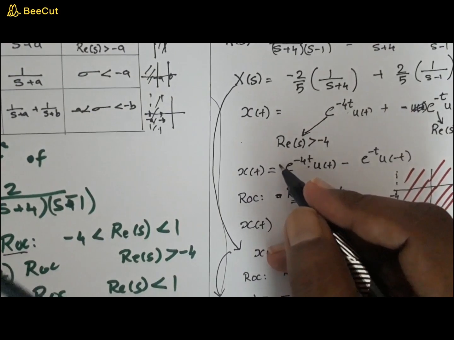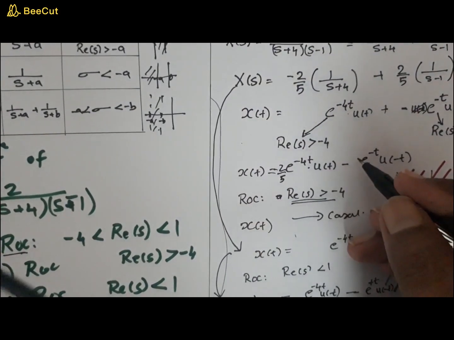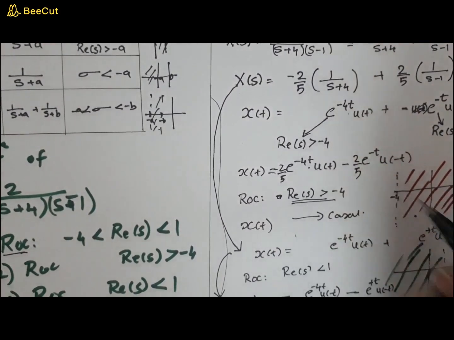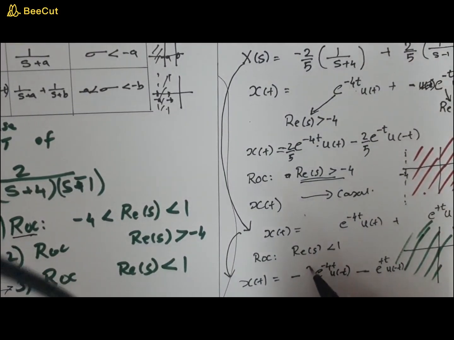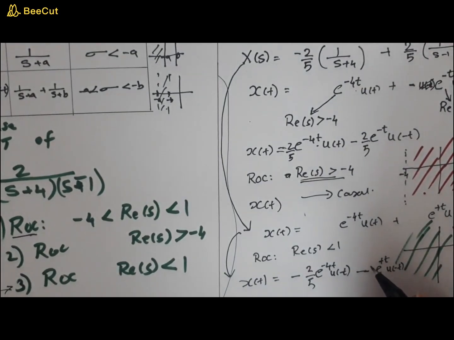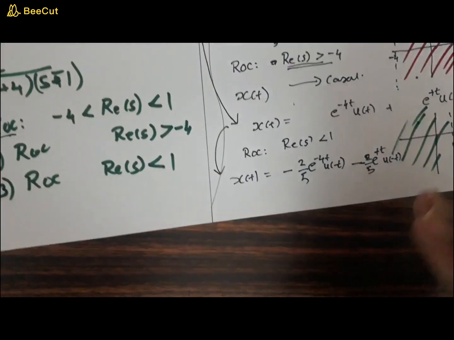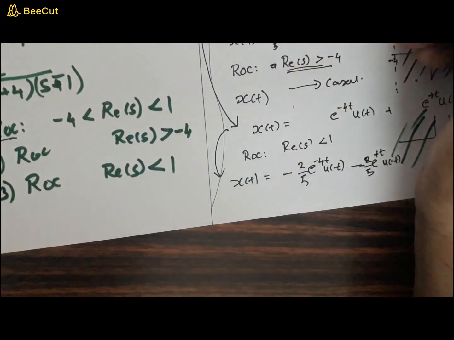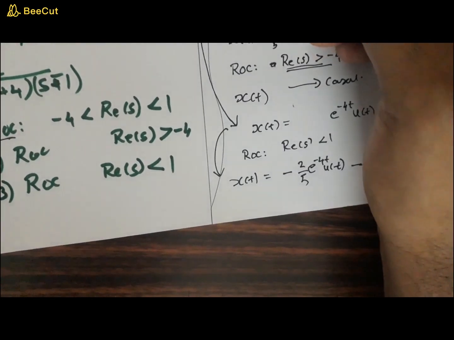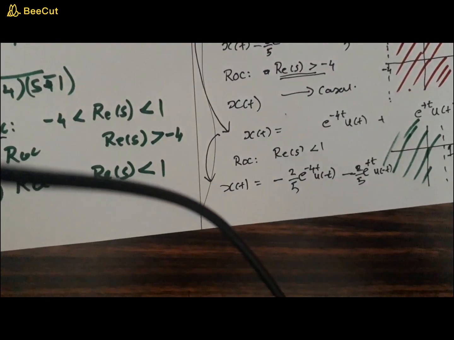So here also you have minus 2 by 5. Here you have 2 by 5. Here also you have 2 by 5 and minus 2 by 5. Okay, don't forget to put this. We usually commit such mistakes, so don't forget this. Always you must be very careful about this coefficient.